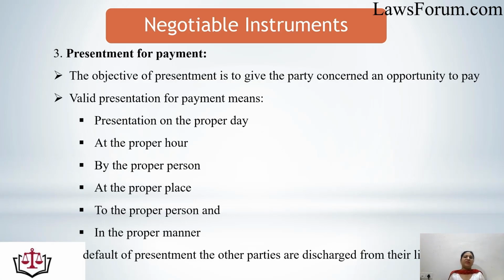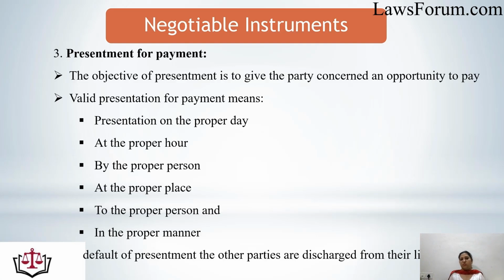The third one is the presentment for payment. If the bill of exchange is being presented for payment, the objective of presentment is to give the party concerned an opportunity to pay. That means the party would get discharged after paying the payment. This is called presentment for payment. And valid presentation for payment means presentation on the proper day, that is, the day which was fixed for payment, on that day the payment is being made.